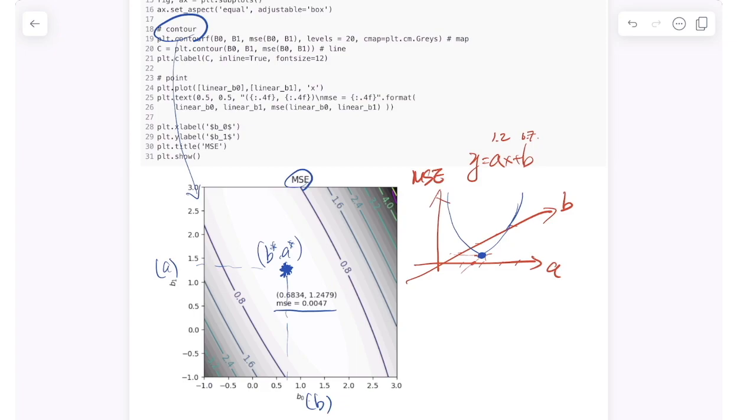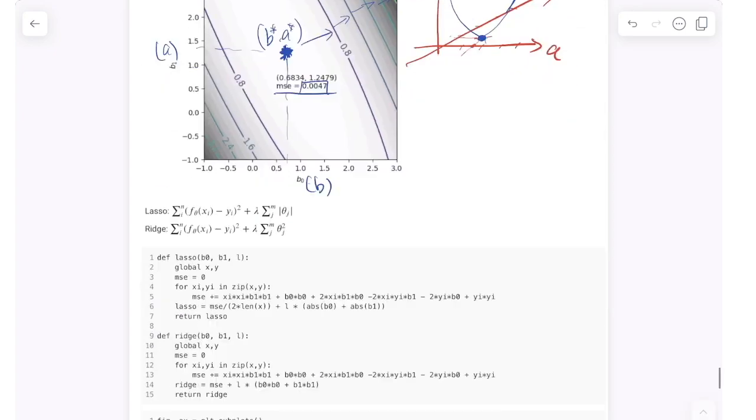It is not 0.7 and 1.2. That is because we generate data with some randomness. So the best MSE value is not at 0.7 and 1.2, but it really doesn't matter. And we can see that this contour line is the smallest MSE, and we have larger ones. So it is a basin, right?